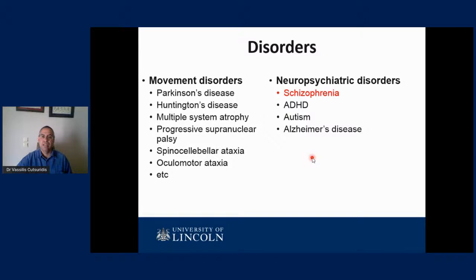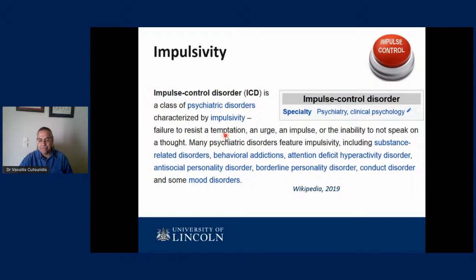Not because there is no research done on all the other diseases, but largely because of the time limitations of this talk. All right, so what we know about schizophrenia is that patients suffer from an inability to control their impulses, a failure to resist a temptation, an urge, or an impulse, or the inability not to speak or act on a particular thought.